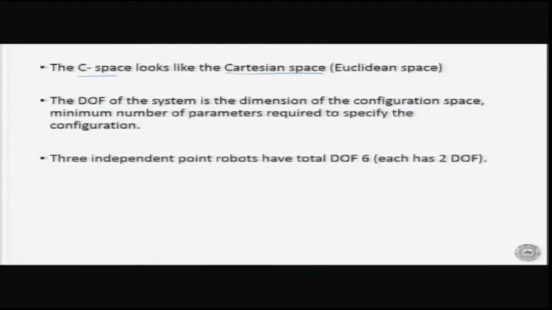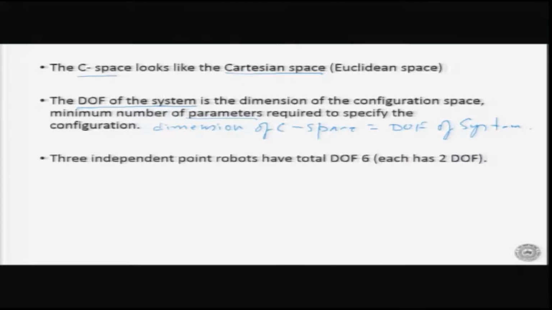Now, we move further to look at the degree of freedom of a system. The degree of freedom of a system is the dimension of the configuration space. The minimum number of parameters required to specify the configuration is also called the dimension of the space, so the dimension of the configuration space is also the DOF of the system. So, the dimension of the configuration space is the degree of freedom of the system.